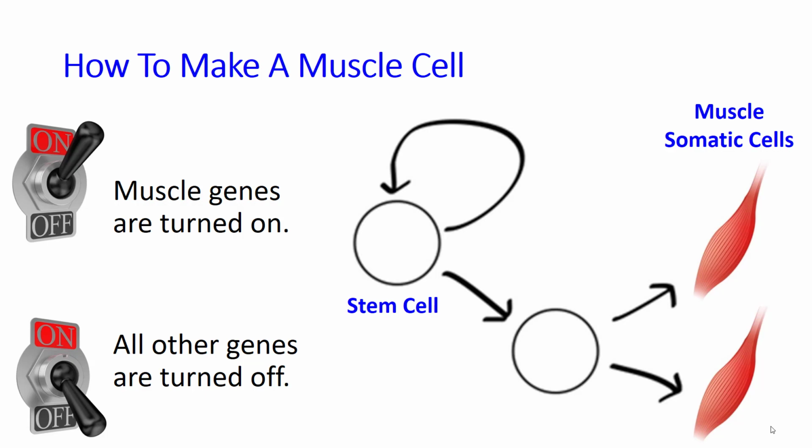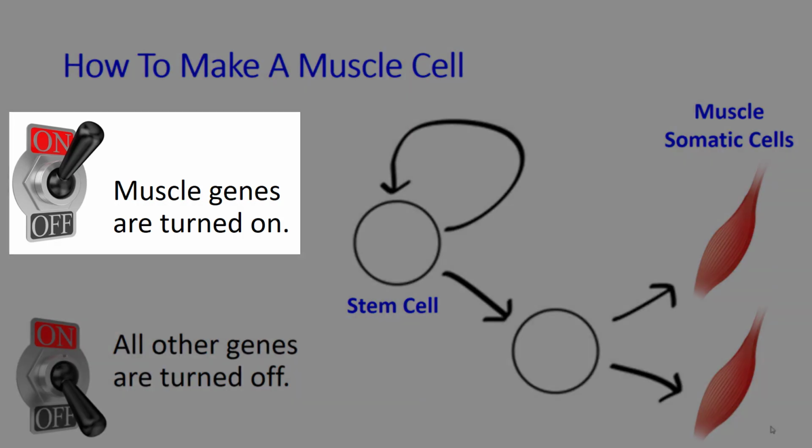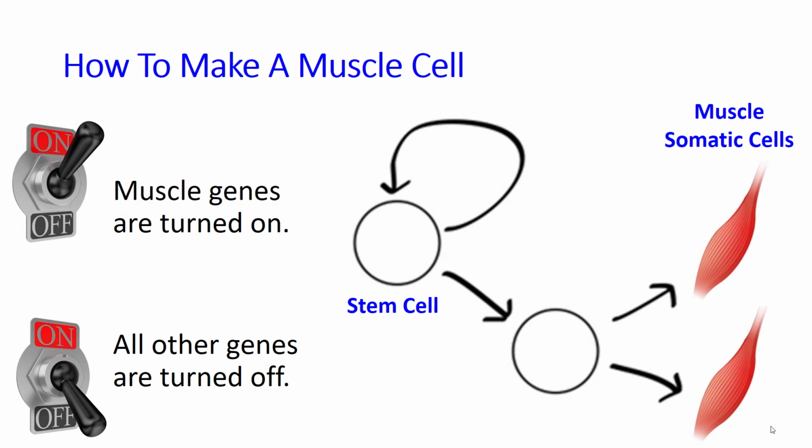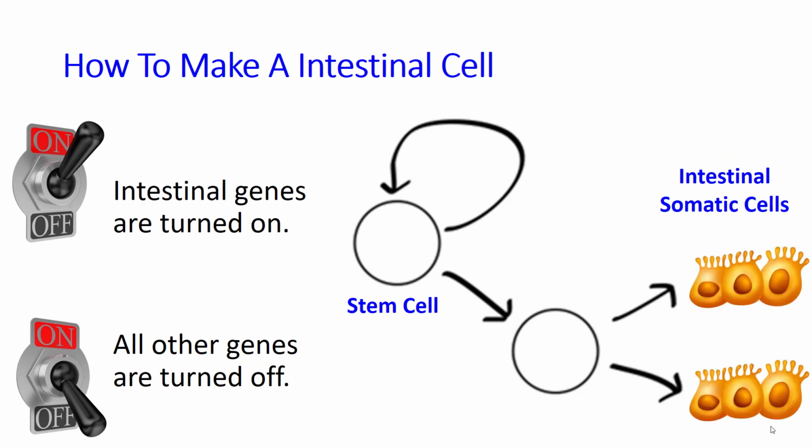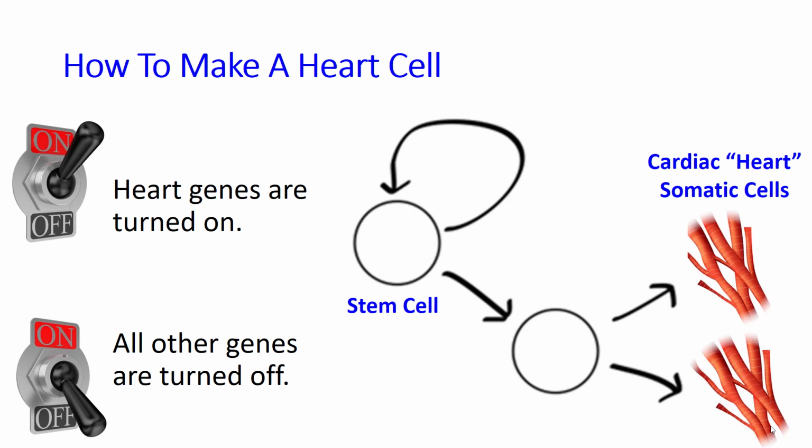So how do you make a muscle cell? Well, you turn on the muscle genes and you turn all the other genes off. How do you make a brain cell? You turn on the brain genes and you turn all the other genes off. How do you make an intestinal cell, like in our small intestines? You turn the intestinal genes on, and you turn all the other genes off. Heart cells are the same. Turn the heart genes on, turn the other ones off.